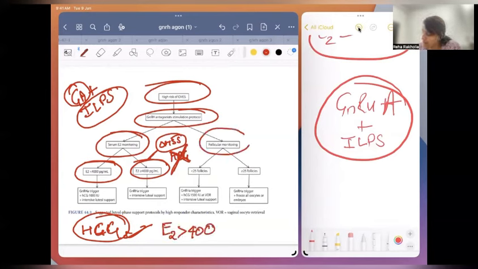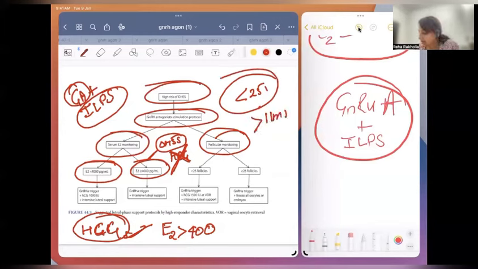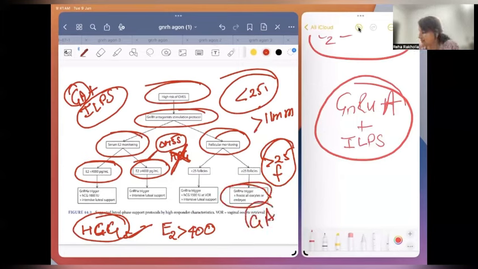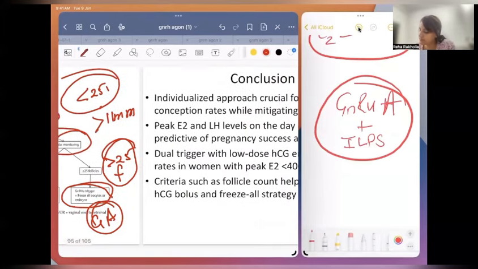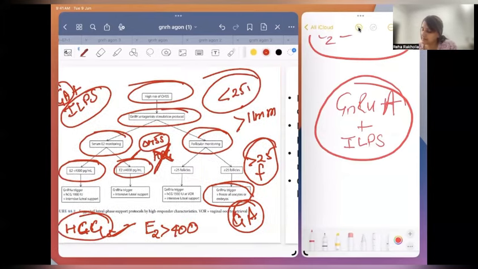Then about follicular monitoring, if less than 25 follicles greater than 11 millimeter, then we'll add HCG in GnRH agonist and intensive luteal phase. If greater than 25 follicles, then we'll freeze all oocytes. We'll give GnRH agonist trigger and freeze all oocytes. We won't risk anything because we need to prevent OHSS.